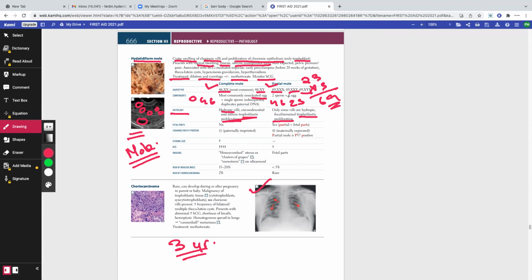If there is severe trophoblastic proliferation in complete mole compared to partial mole, HCG will be higher in which one? Complete mole or partial mole? The answer is HCG will be severely high in a complete mole.